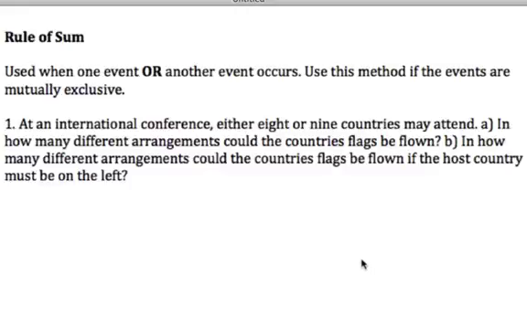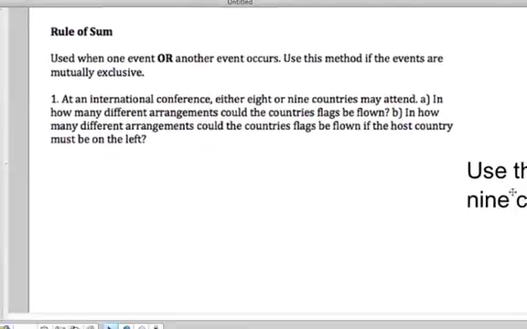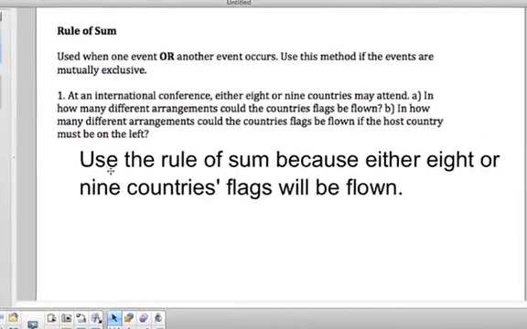At an international conference, either 8 or 9 countries may attend. So in this case, it's either going to be 8 or 9. It can't be both 8 and 9. So these events are mutually exclusive. In how many different arrangements could the countries' flags be flown? So we're going to use the rule of sum here.